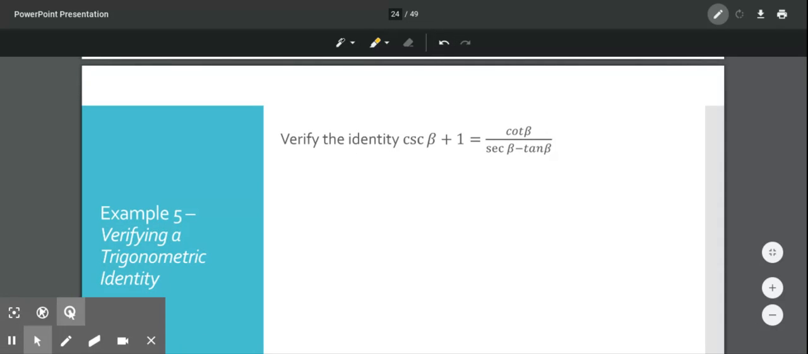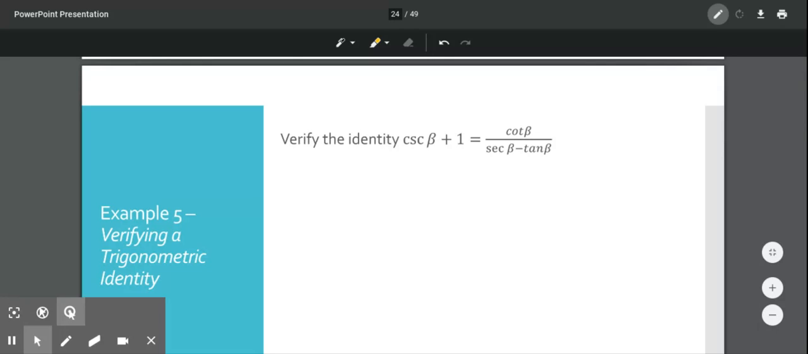All right, so looking at the next one, we've got the beta in there, which is really just like a Greek letter B. But when we have this, you've got a couple different things going on. We have that the cosecant of beta plus 1 needs to equal the cotangent of beta over the secant beta minus tangent beta. So both sides are not great, but because that right side isn't a fraction, you're probably not going to necessarily want to start with that and try to create a fraction out of it unless you were to go common denominators.